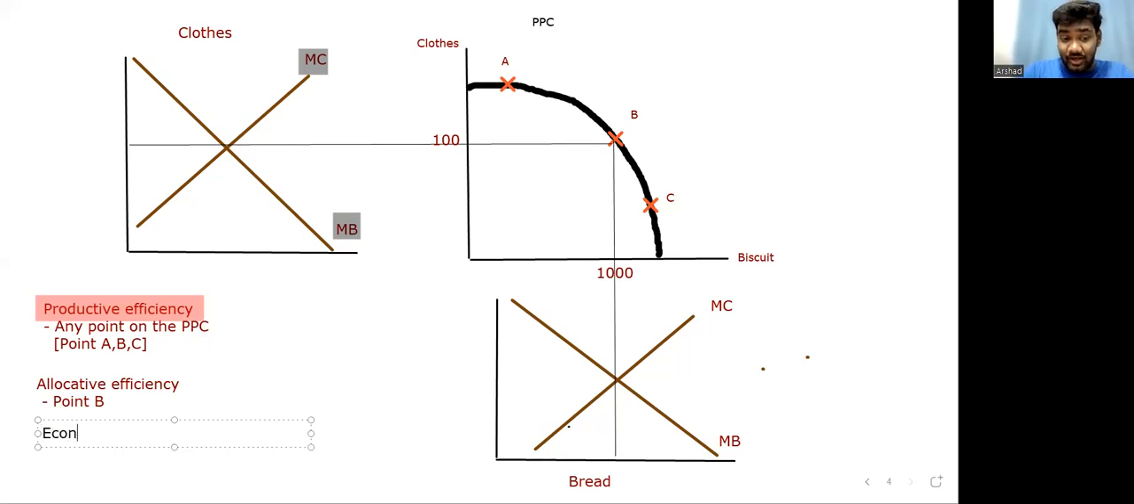Okay, so then we'll go into this: from the 3 points, which point represents economic efficiency? Remember, for economic efficiency, both productive efficiency and allocative efficiency conditions have to be met. Can you think and tell me which point represents economic efficiency?